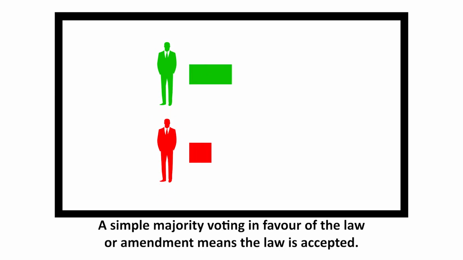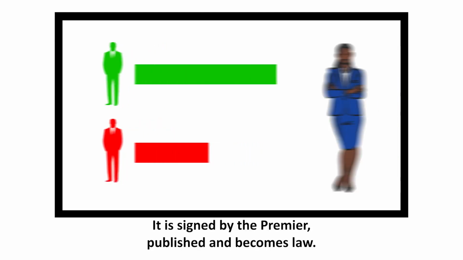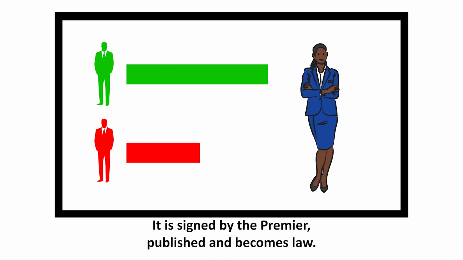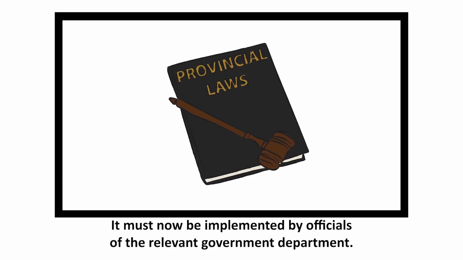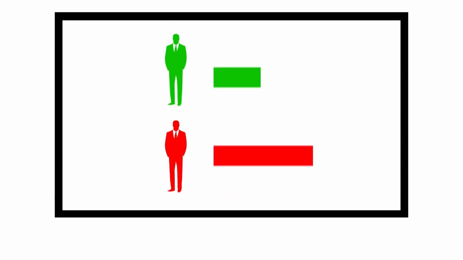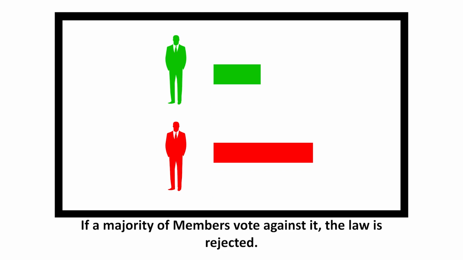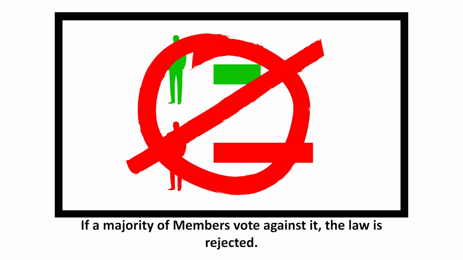A simple majority voting in favor of the law or amendment means the law is accepted. It is signed by the Premier, published, and becomes law. It must now be implemented by officials of the relevant government department. If a majority of members vote against it, the law is rejected.